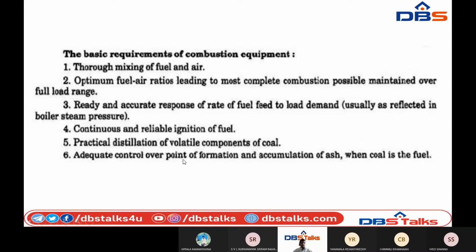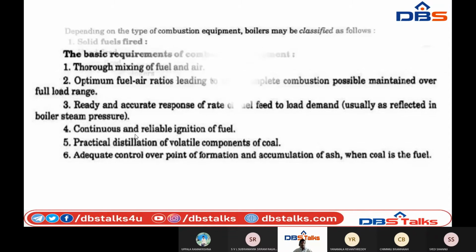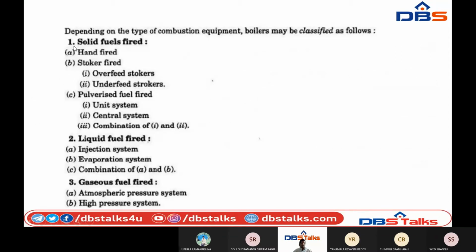Over point control formation and accumulation of ash. It is a very important point while we are using coal as the fuel. Continuous supply of the fuel. That means it is related to solid or fluid. Why? Because if ignition is required, then we have to supply the continuous fuel in the form of solid or liquid or gaseous to the furnace. These are the basic requirements.